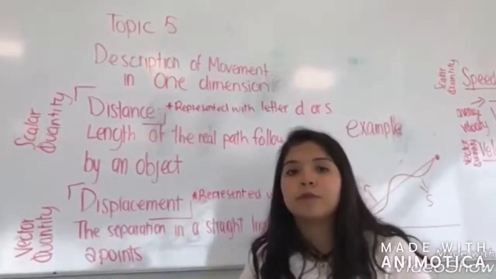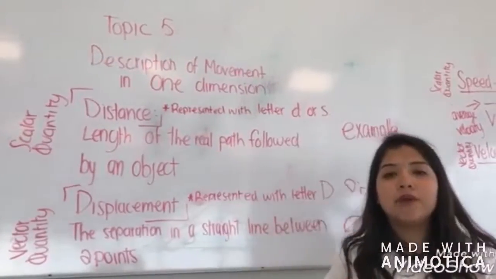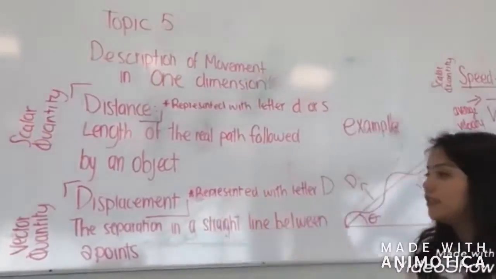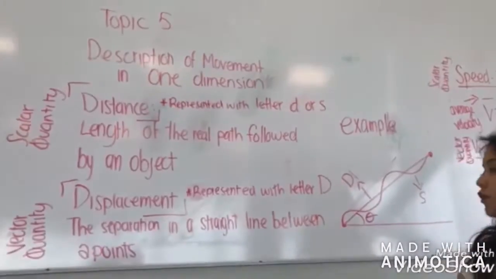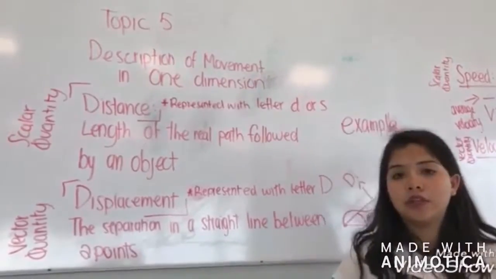The first concept is distance, that is the length of the real path followed by an object. Then, we can say that it is a scalar quantity because it only has magnitude and a unit. Then we have displacement, that is the separation in a straight line between 2 points. It's a vector quantity and has magnitude, direction, and a unit.